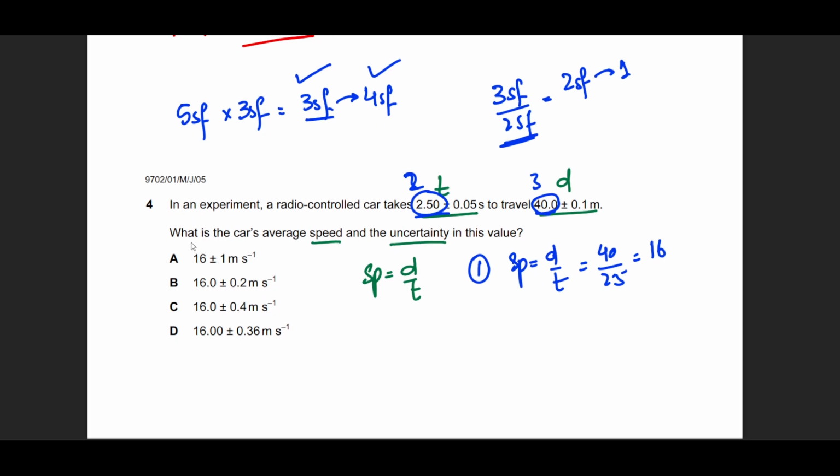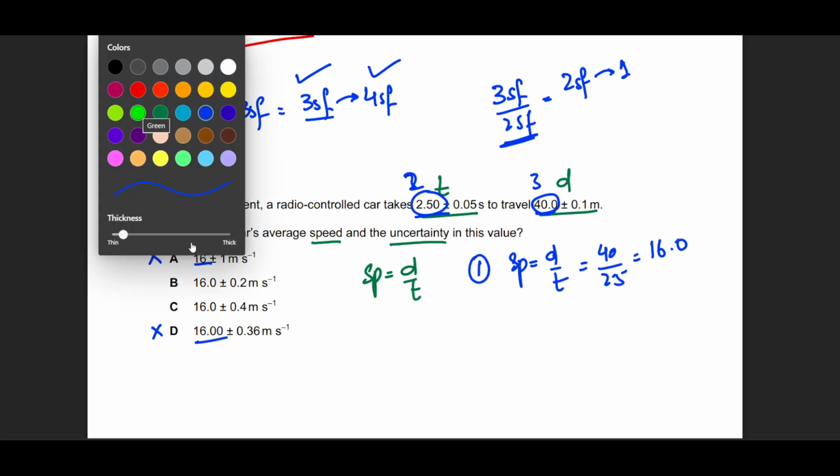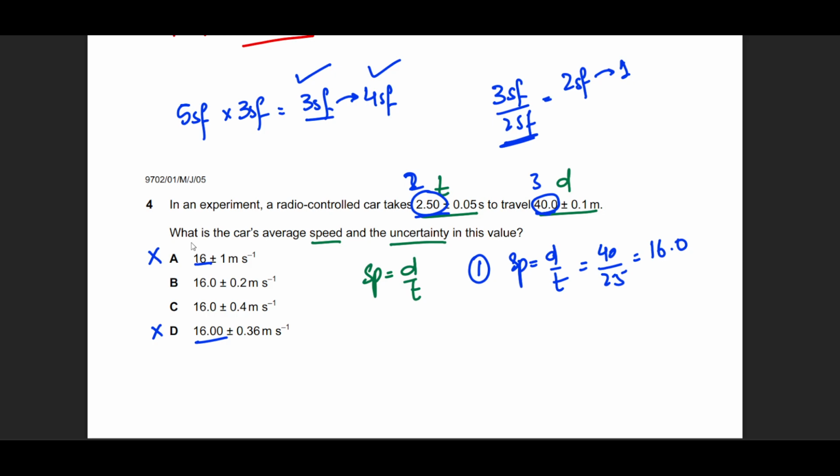So based on this idea, my answer should be 3 significant figures. So I am going to reject option A and D altogether because they're representing the calculated answer's significant figures incorrectly. It's going to be a 2 significant figure. Okay, this was my step 1.